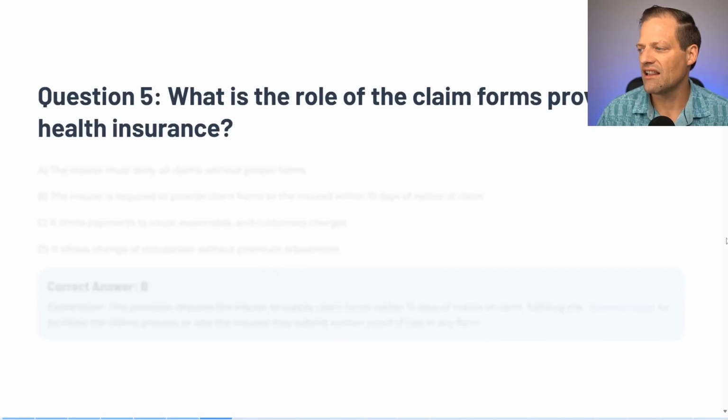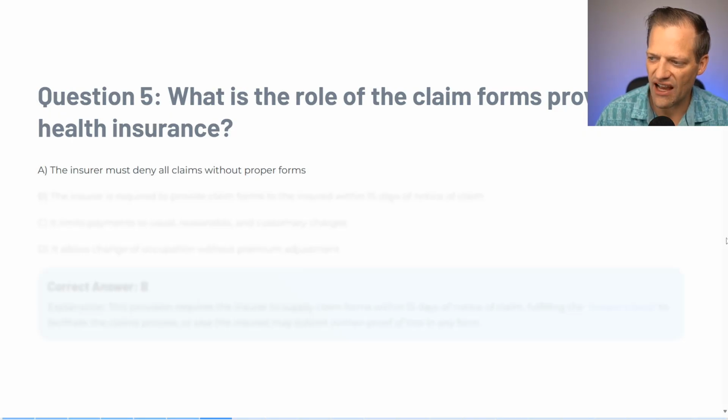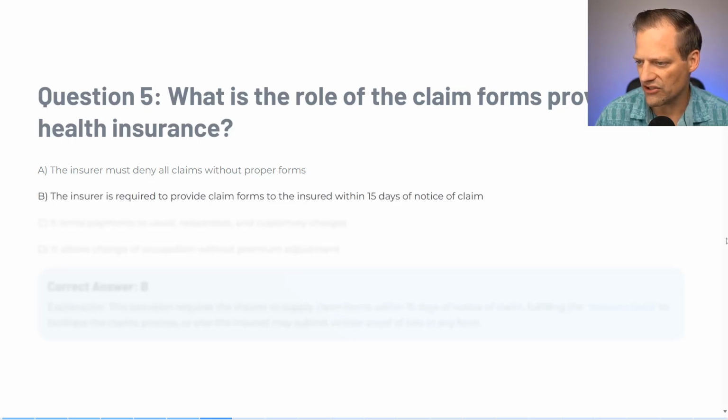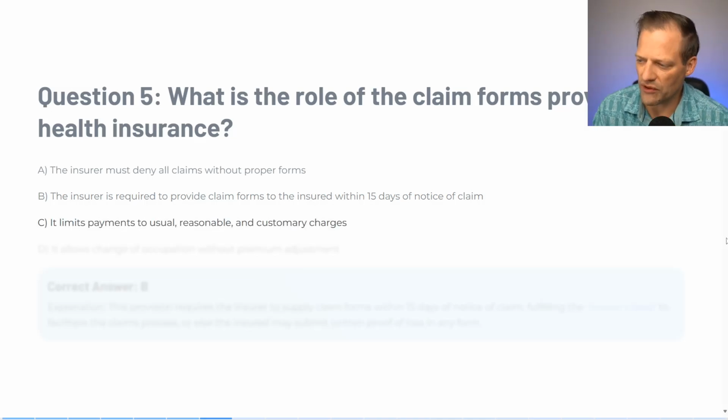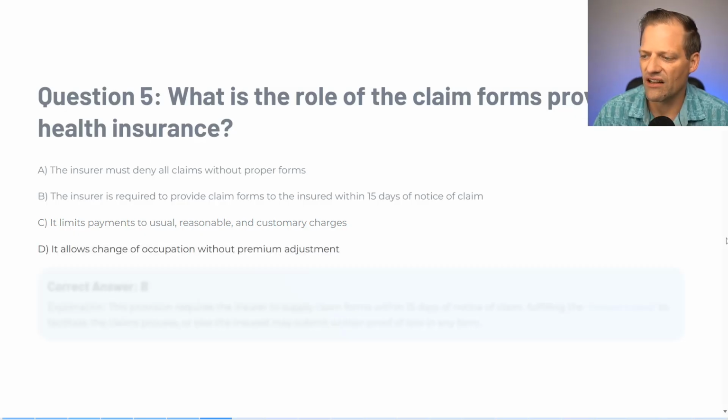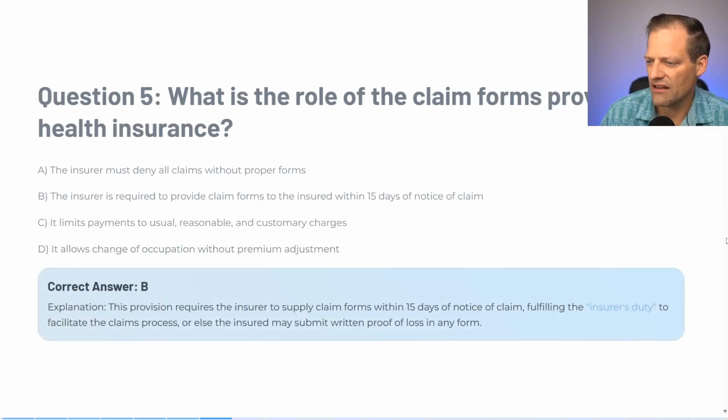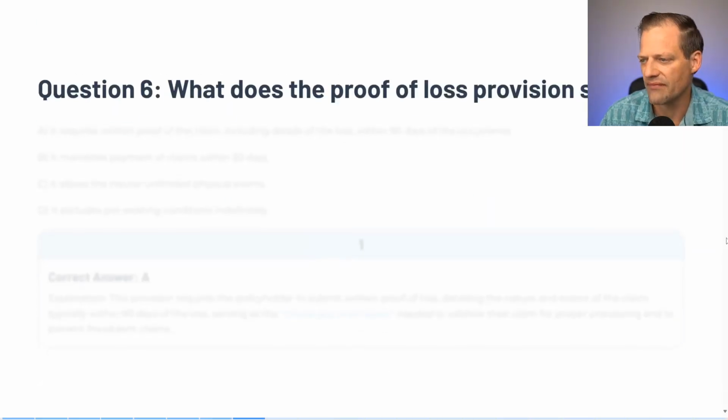What is the role of the claim forms provision in health insurance? Is it A, the insurer must deny all claims without proper forms? B, the insurer is required to provide claim forms to the insured within 15 days of notice of claim? C, it limits payments to usual, reasonable, and customary charges? Or D, it allows change of occupation without premium adjustments? So the answer is B, the insurer is required to provide claim forms to the insured within 15 days of notice of claim. So that fulfills the insurer's duty to facilitate the claims process, or else the insured may submit written proof of loss in any form.